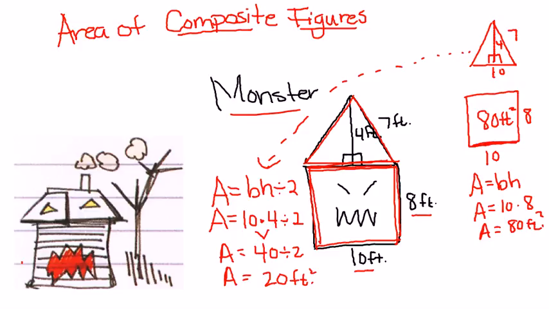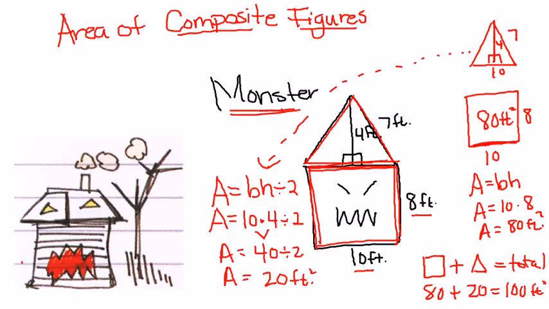So since I found them separately, I'm going to add them. I'm going to take my rectangle area and add it to the triangle area to get my total area. My rectangle area, I figured out, was 80, and my triangle area was 20. So the total is 120 feet squared for my very easy monster house. All right, let's actually do one more example.